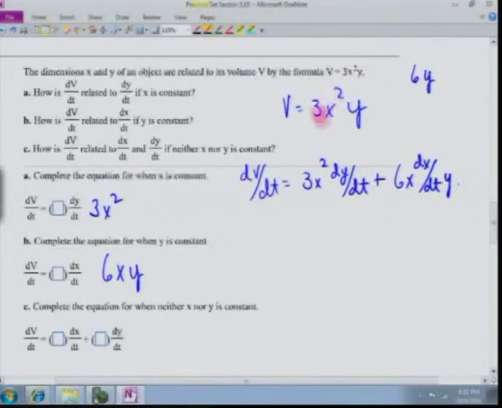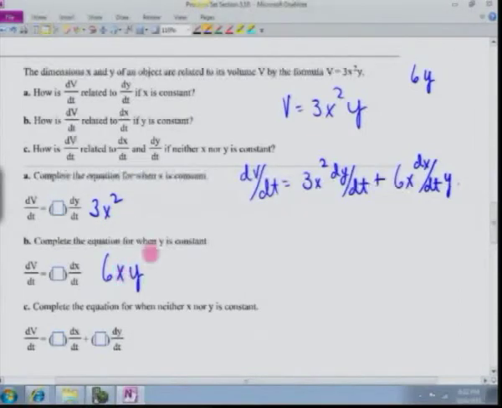But this is a number in front of it. This whole thing is a number. Think about 6y. The derivative would be 6, right? dy dx. So 3x squared is a constant. That's the derivative. Does that make sense?